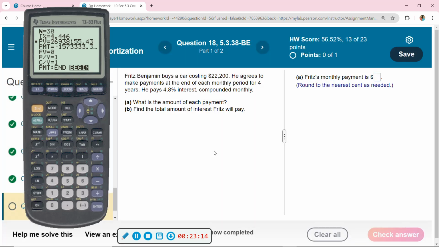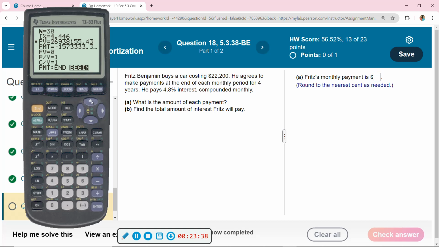Problem 18. Benjamin Fritz buys a car costing $22,000. He agrees to make payments at the end of each month for 4 years. He pays 4.8% interest compounded monthly. What's the amount of each payment? So that's the first thing we're going to do.